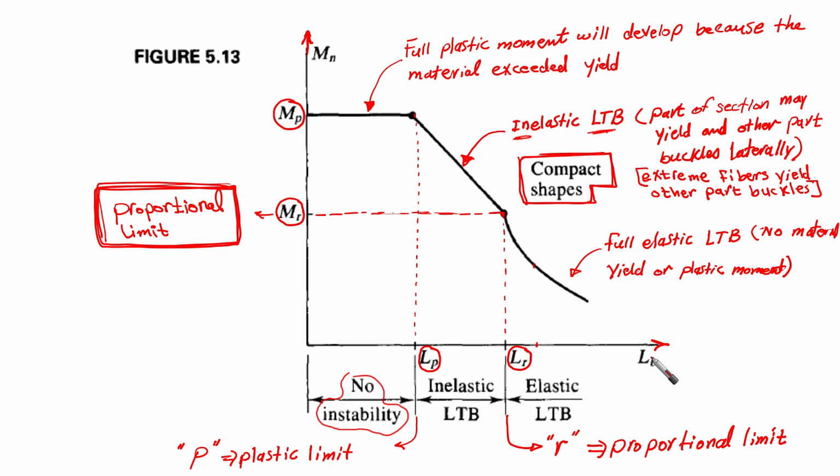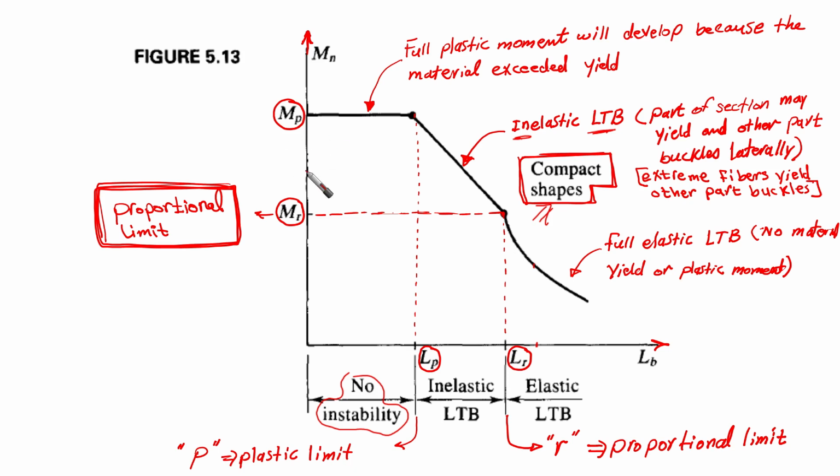The relation between LB and MN, okay, for our sections. And these are the failure modes that you're going to find for compact shapes. Again, we are having here reaching the plastic limit, which is MP, or inelastic lateral torsional buckling from LP to LR, or elastic lateral torsional buckling. Okay, these are the three different zones that we need to distinguish whenever we are talking about compact shapes. Okay, no M yield here.